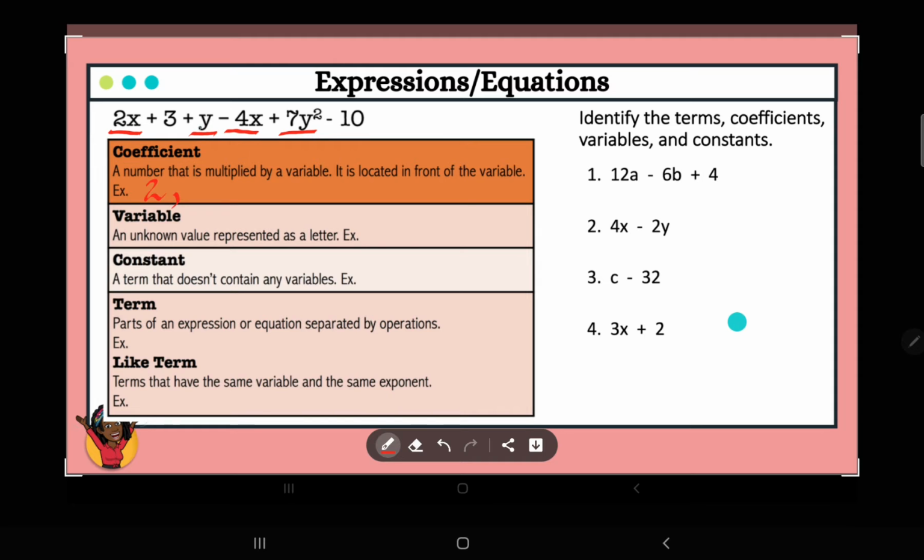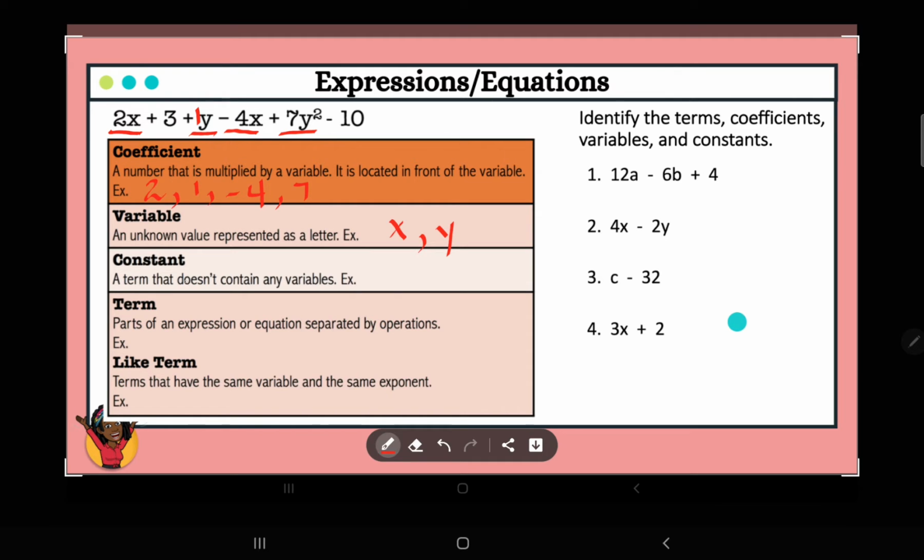Now when I look at y, I don't see a number there, but there is an invisible 1 that exists because 1 times anything is itself. So 1 would also be a coefficient. Negative 4 would be a coefficient when I'm looking at negative 4x, and positive 7 would be a coefficient in 7y squared. Now a variable is an unknown value represented as a letter. The letters that I see in my expression are x and y. So those are my variables.